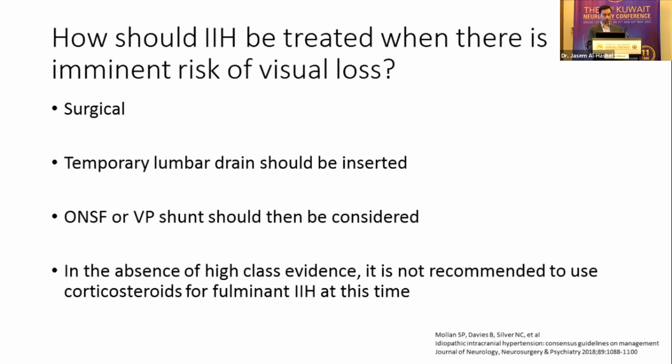Now we'll go through a few common questions that we encounter clinically. How should IIH be treated when there is an imminent risk of vision loss? The patient is progressively becoming worse, vision is dimming, or there is a severe presentation with severe constriction and so on. The treatment would be surgical. You should consider inserting a temporary lumbar drain, and then either optic nerve sheath fenestration or a VP shunt.